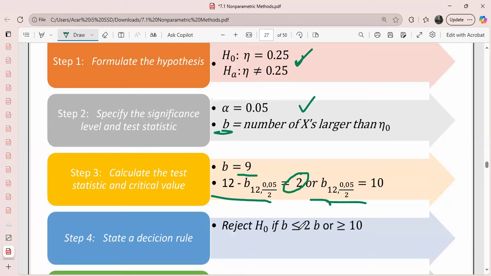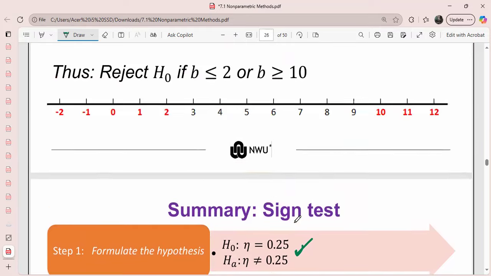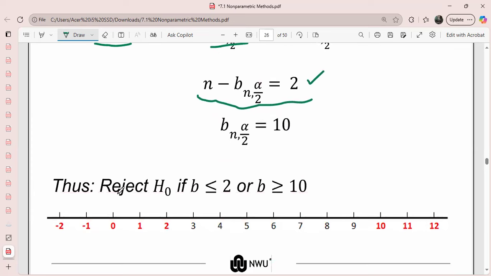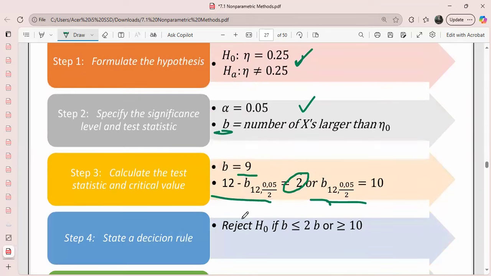But we can also use the one where we say that the value of B is at least 10. This whole thing is equal to 10. So we say that we reject H0 if B is less than or equal to 2, or B is greater than or equal to 10. When they say greater than or equal to 10, it's at least 10. And B less than or equal to 2, according to the rule, is values like 1, 2. That's how you state the decision rule. That's why you say that you reject the null hypothesis if the value of B is less than or equal to this value. You know how they got the value of 2 and the other one of 10.